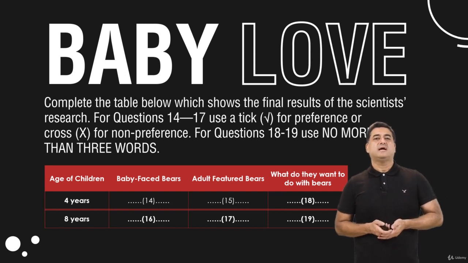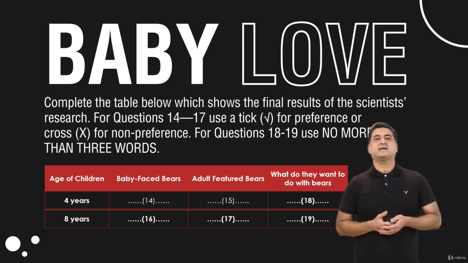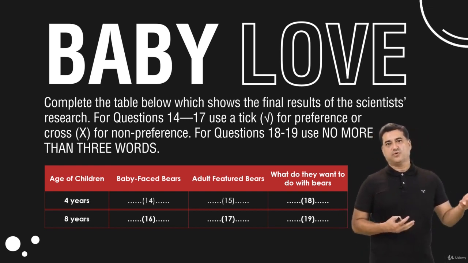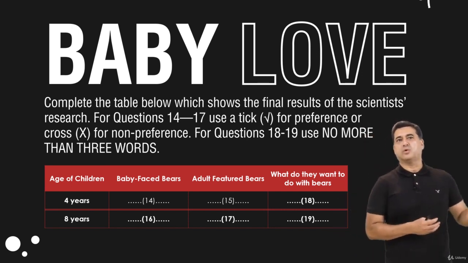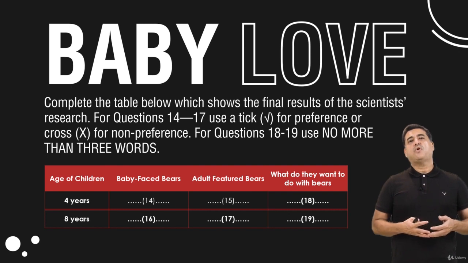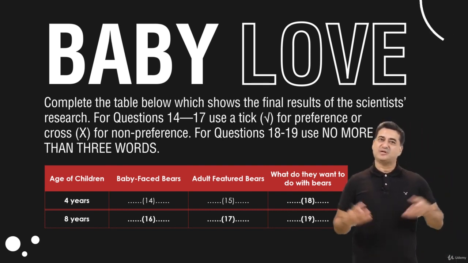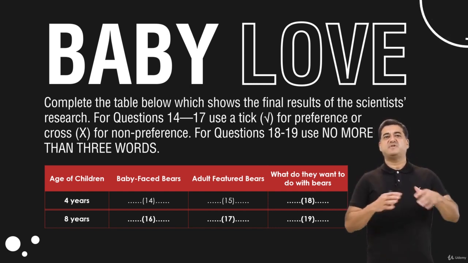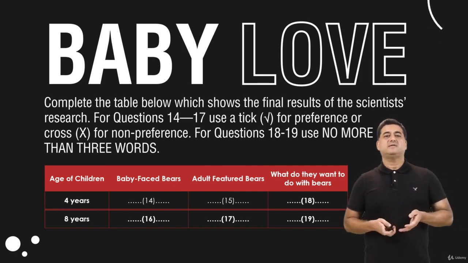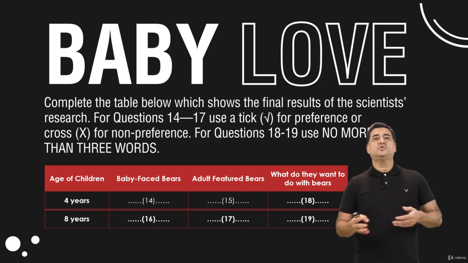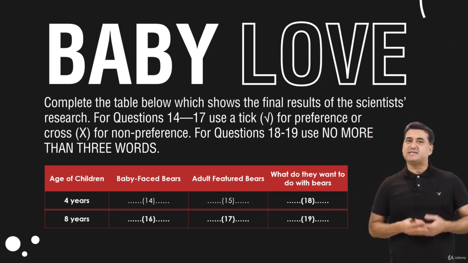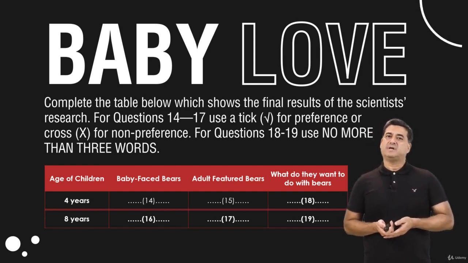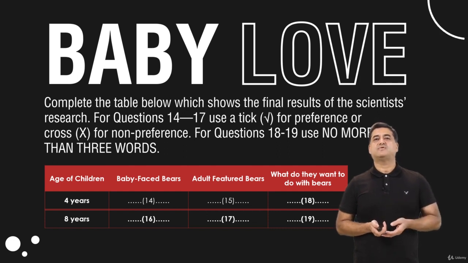So let's find out. Basically, this is an article about a research where there are 2 age groups of children. One age group is the 4-year-old group and the other is the 8-year-old group. They want to know what type of teddy bears they like. So there are 2 types of teddy bears. One type is with adult features and the other type is with baby-faced features. And they also want to know what these 2 age groups want to do with these teddy bears. So let's have a look at the passage, the paragraph, and find out.